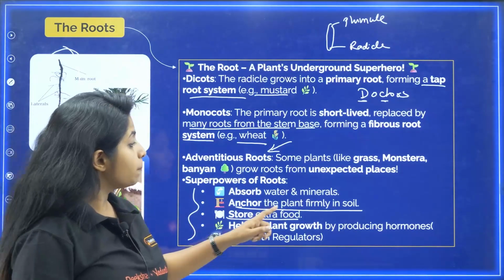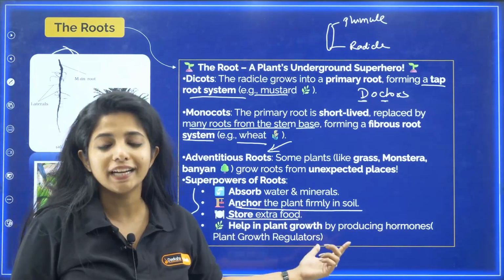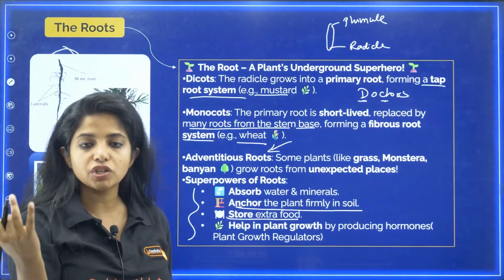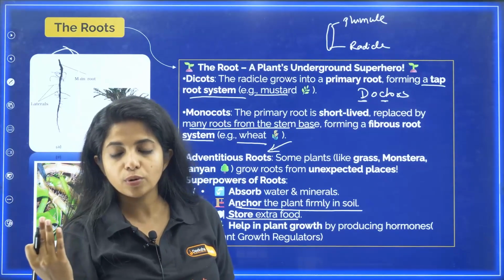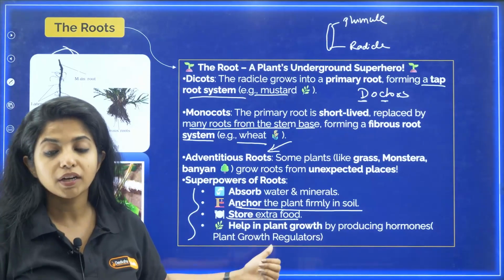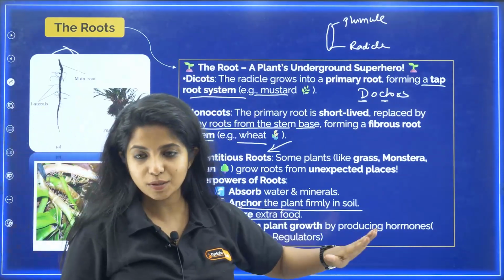Yeah, it helps in plant growth by producing what? Hormones, that is plant growth regulators as well. Okay, so absorption of nutrients, anchorage, storage of important extra food, and helps in what? Plant growth by producing what? The hormones, that is plant growth regulators. I hope this is clear. Yeah, this particular slide is clear.